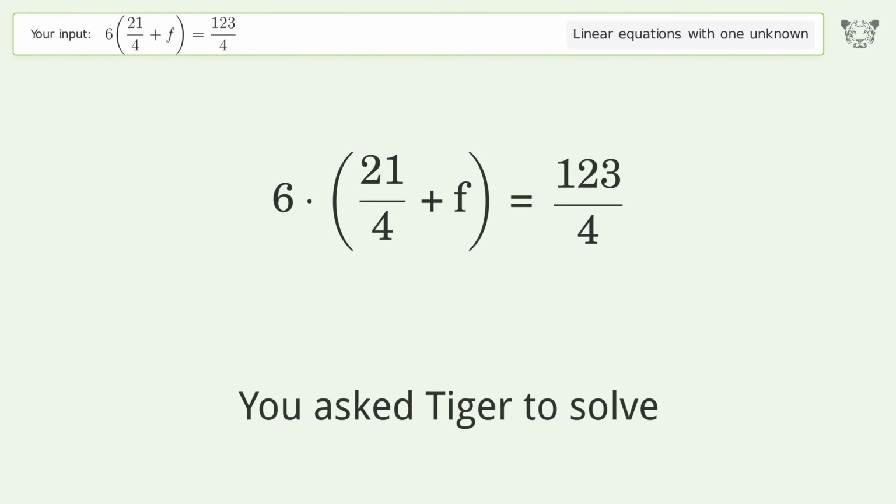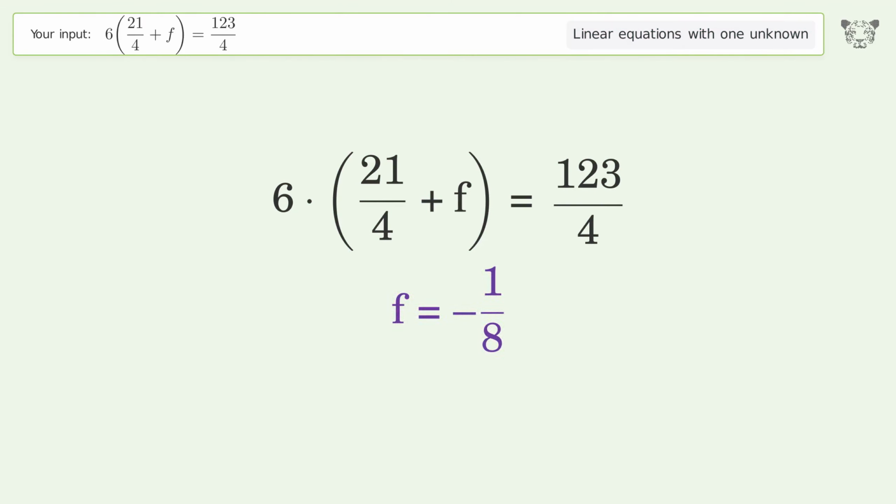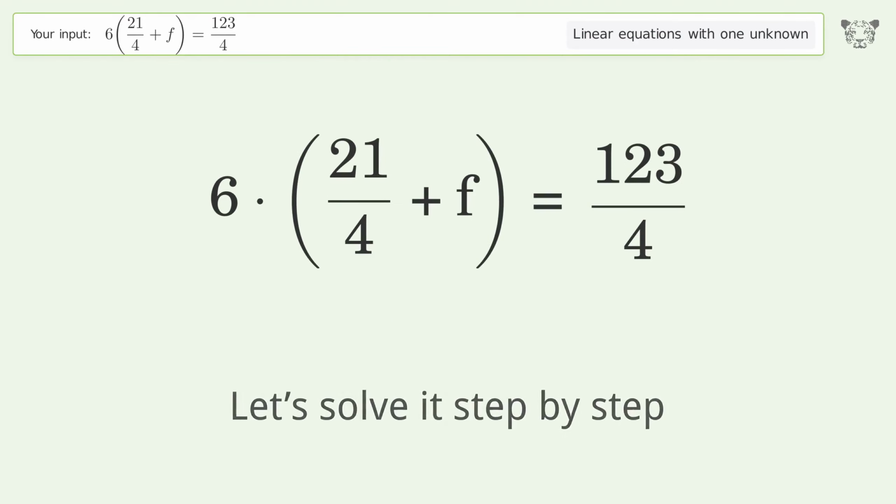You ask Tiger to solve this. This deals with linear equations with one unknown. The final result is f equals -1/8. Let's solve it step by step.